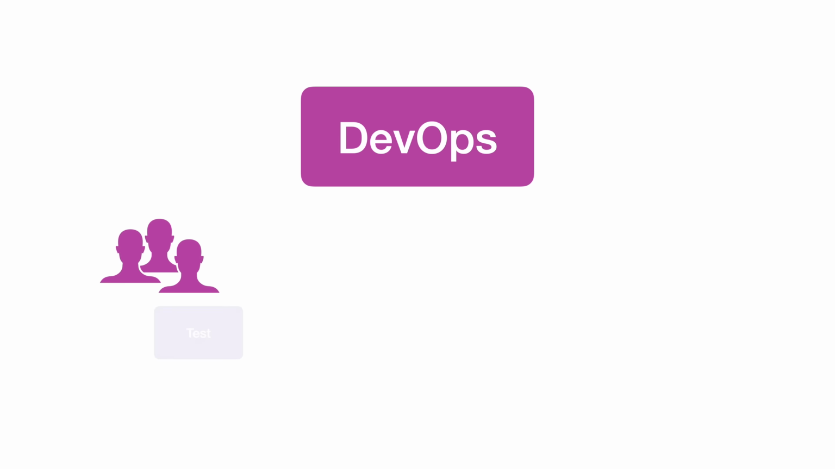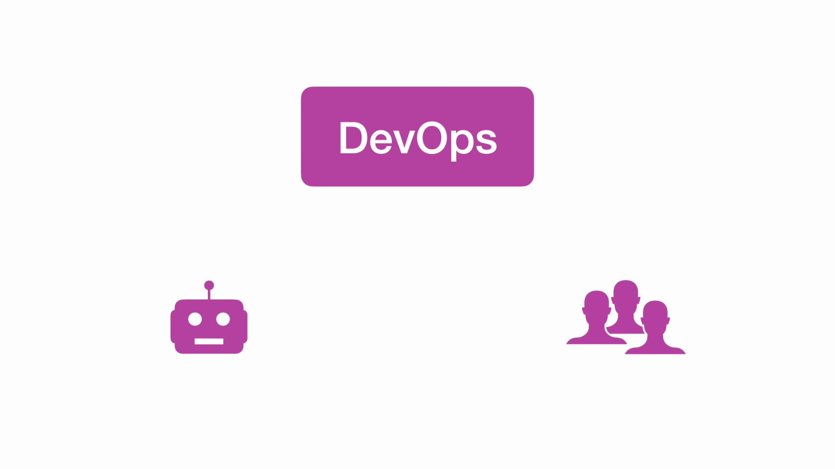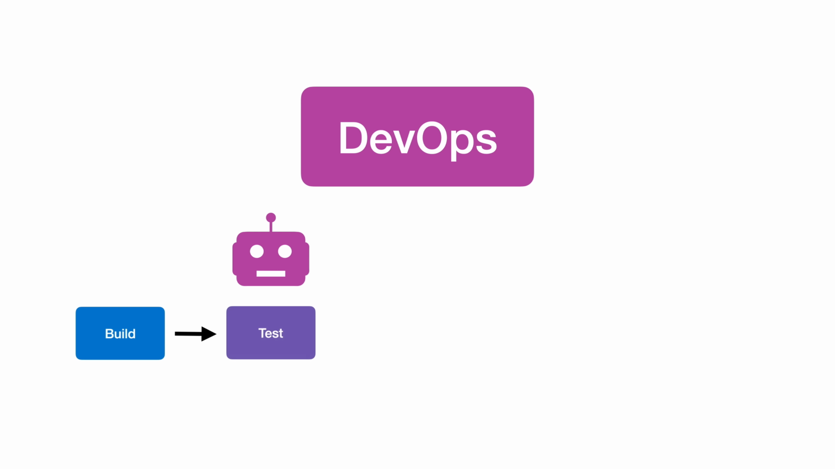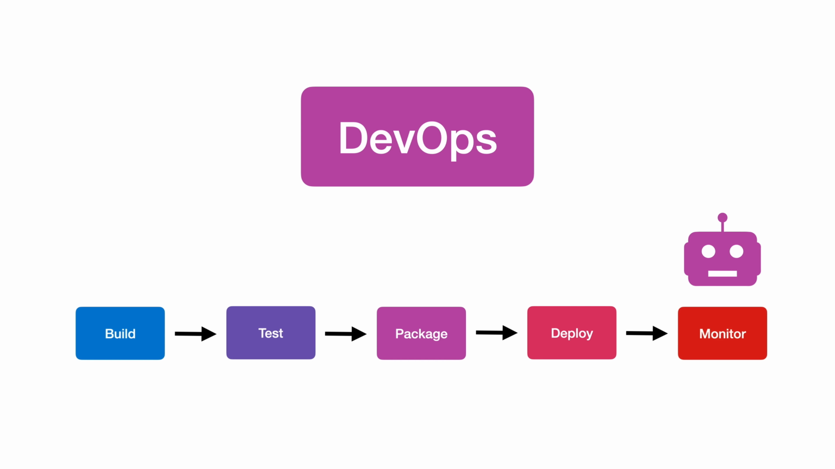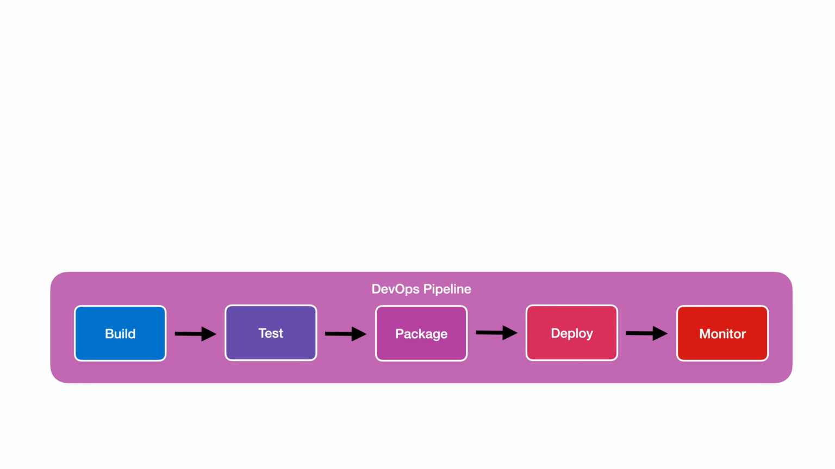They realized that manually testing, deploying, and monitoring every change was too slow and too error-prone, so they started automating everything. Instead of manual approvals, every change could be automatically deployed in a safe, repeatable way. Now when code is changed, it automatically goes through stages of automation: building the code, running the automated tests, creating a package, deploying it, and then monitoring it in production. This is called a DevOps pipeline.